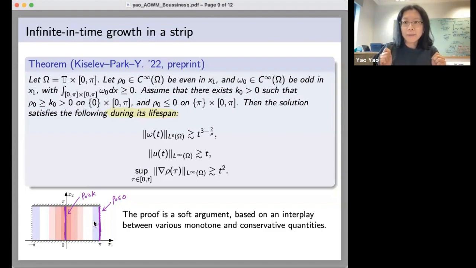Right. And then we prove that as long as we work with this initial data setting, then during the lifespan of the solution, because we don't know whether there will be a finite time blow-up, but as long as the solution still exists, all these norms will be growing. In the sense that the vorticity's L^p norm will be growing like this, which is a super linear growth. And the maximum velocity will be growing at least linearly, and the density will also have this growth.